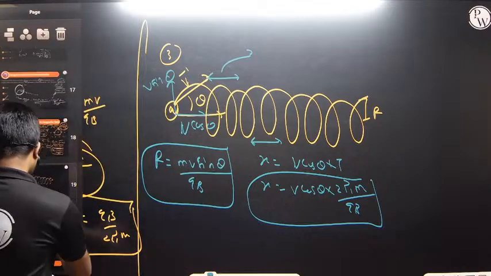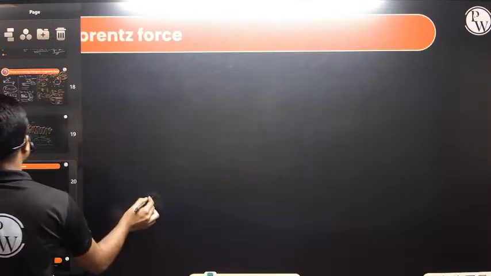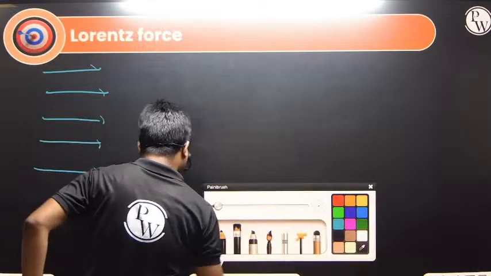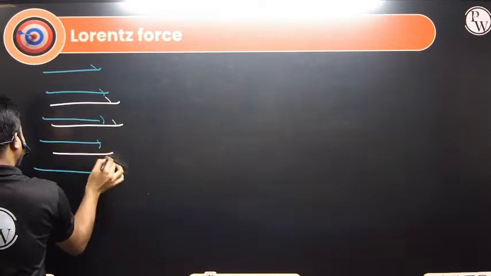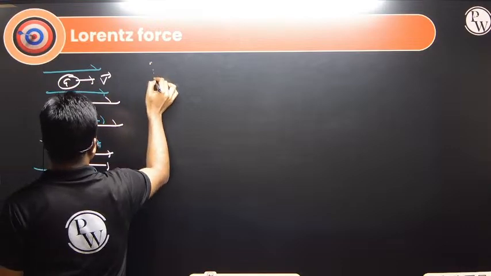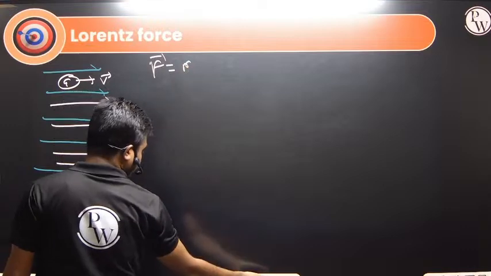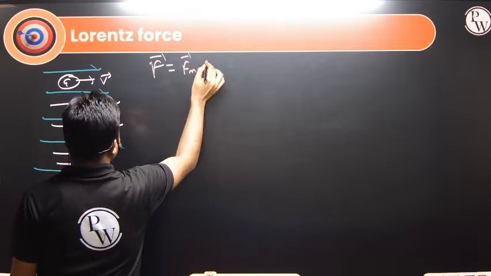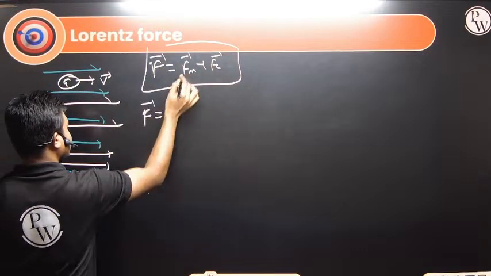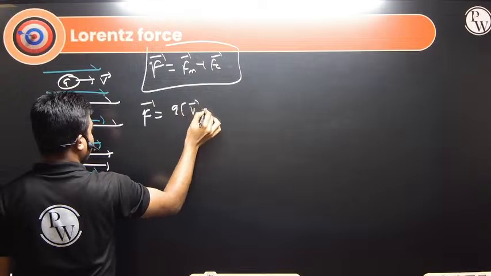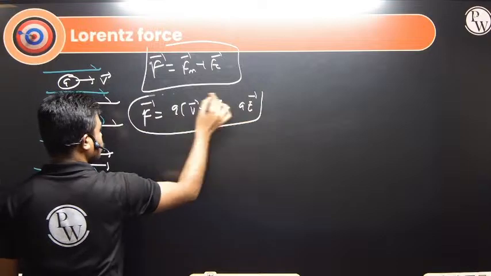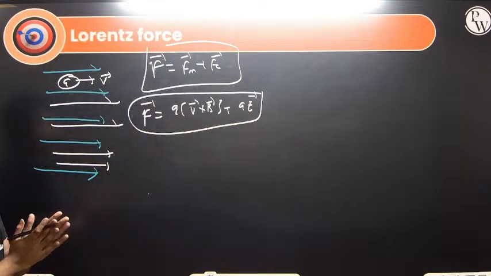So let's see the Lorentz force. What is the Lorentz force? When both an electric field and a magnetic field are present, and the charged particle exists and has some velocity, we define the Lorentz force, which is the combination of the magnetic force and the electric force. It is given by magnetic force q into v cross B plus electric force q into E. This is the Lorentz force, the combination of electric force and magnetic force.